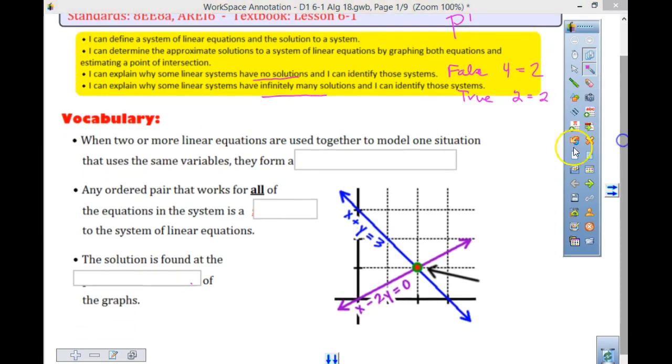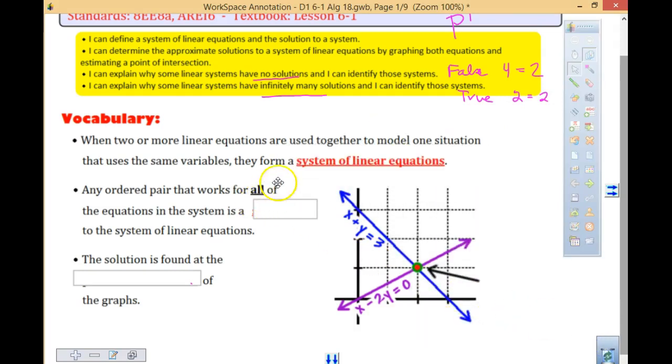So as you are looking at your notes here, 2 or more linear equations, which means they're going to make a line, that are used to model a situation using the same variable, we call a system of linear equations. It says any ordered pair that works for all the equations is going to be our solution.